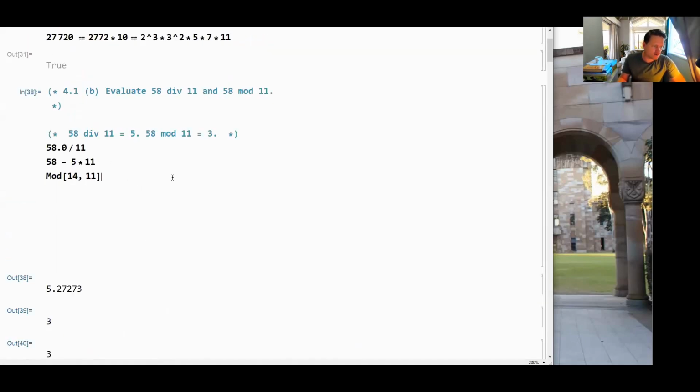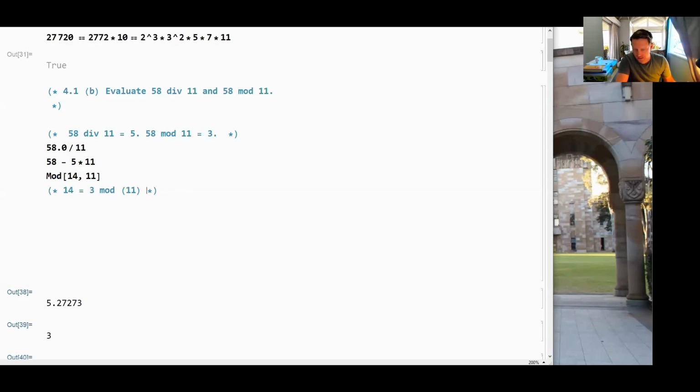So I can write then in mathematical language that 14 is congruent, and for congruence you put 3 horizontal lines, right? But here I'll just put an equals for it. You know what I mean? So 14 is congruent to 3 mod 11, right? But there are infinitely many numbers that are congruent to 3 modulo 11. Okay, any questions?